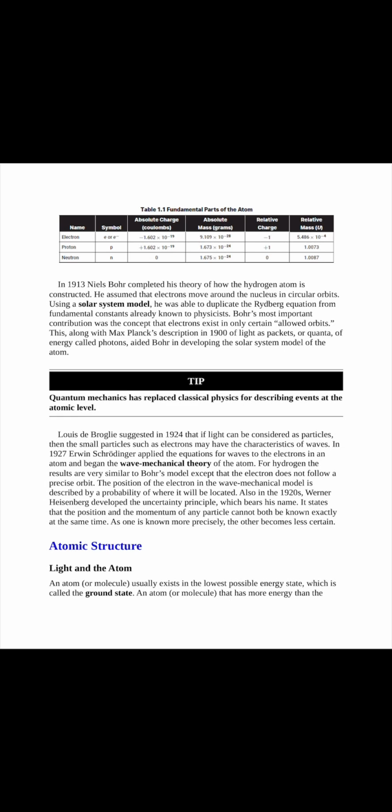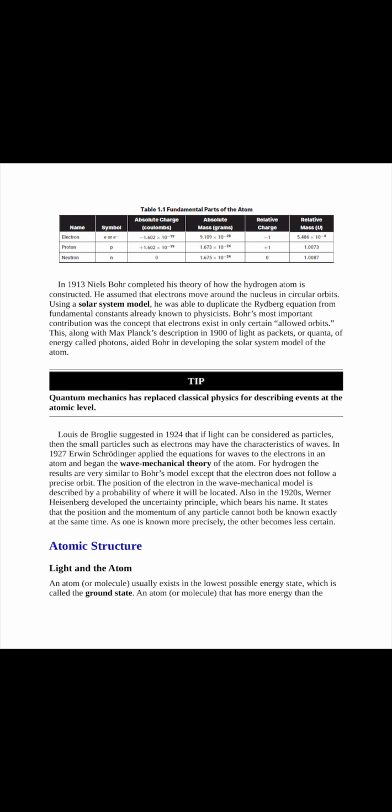Also in the 1920s, Werner Heisenberg developed the uncertainty principle, which bears his name. It states that the position and the momentum of any particle cannot both be known exactly at the same time. As one is known more precisely, the other becomes less certain.